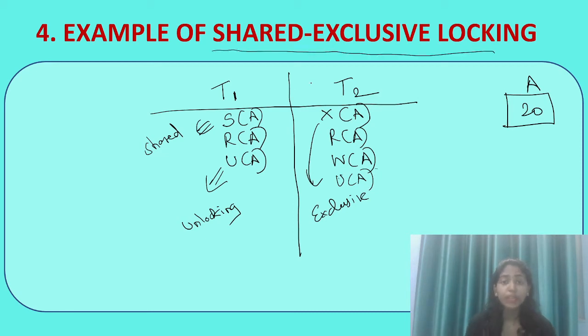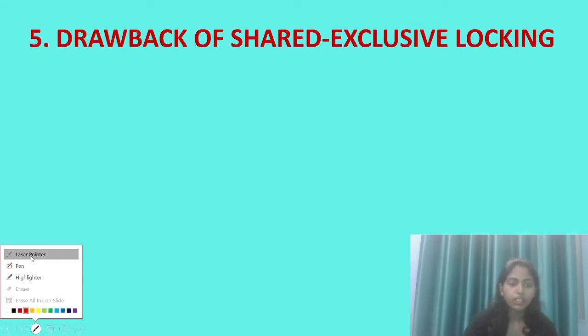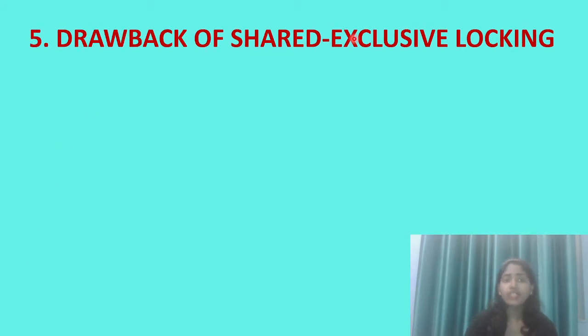So this way you can put shared and exclusive locks for your transactions which are running concurrently, meaning simultaneously, and you can achieve concurrency control. Now we will see what are the drawbacks of using this shared exclusive locking protocol.